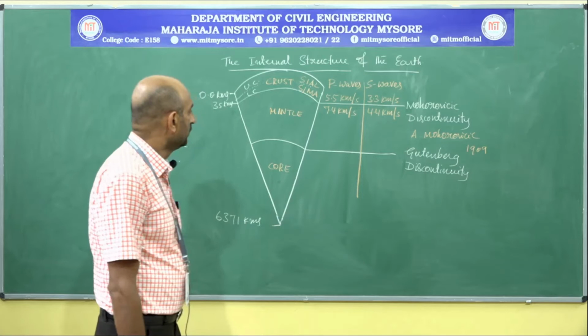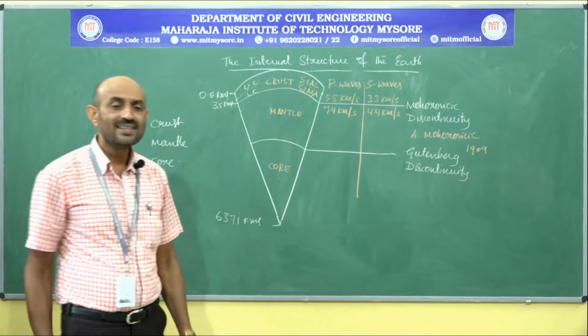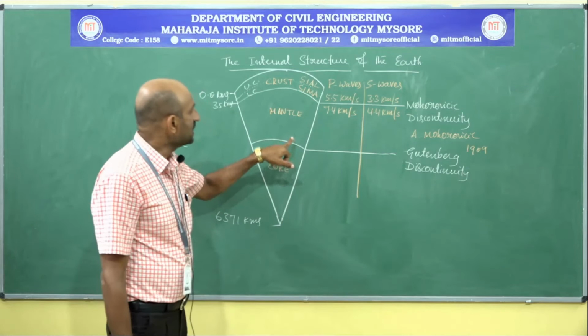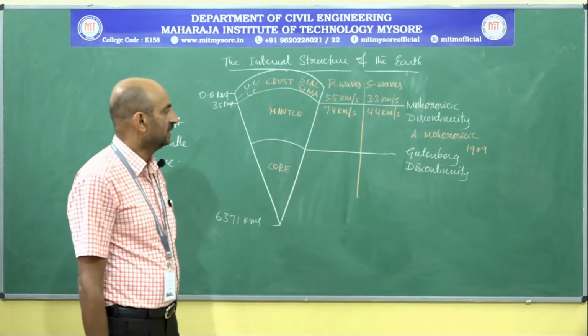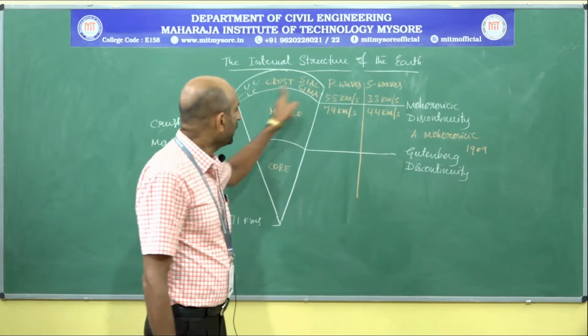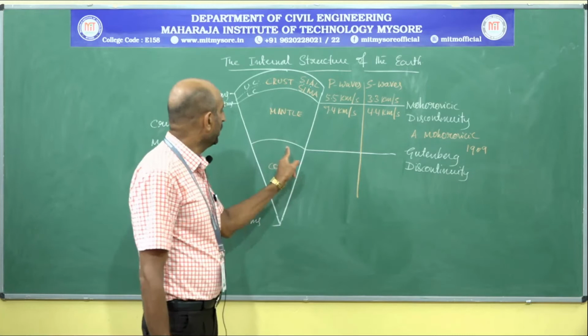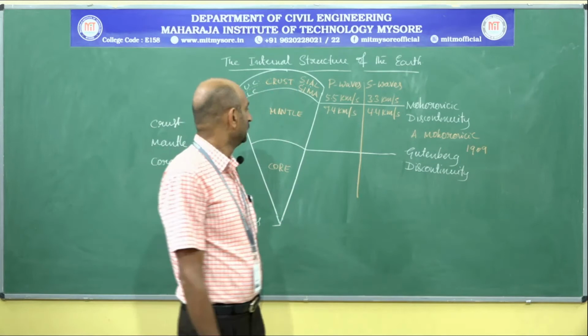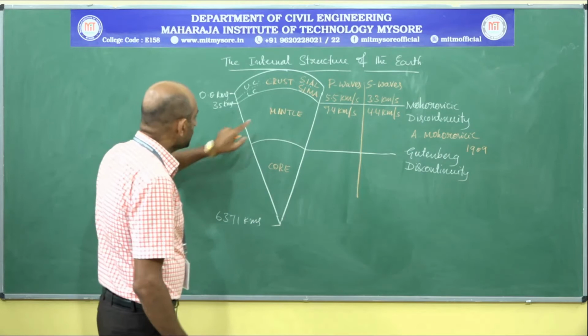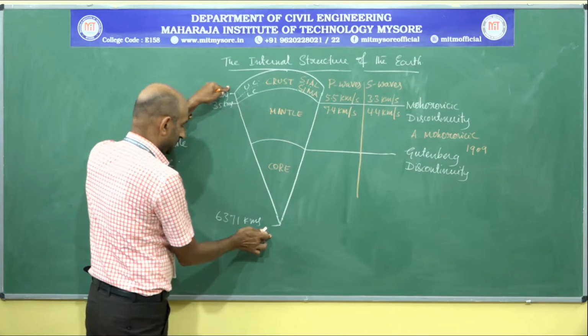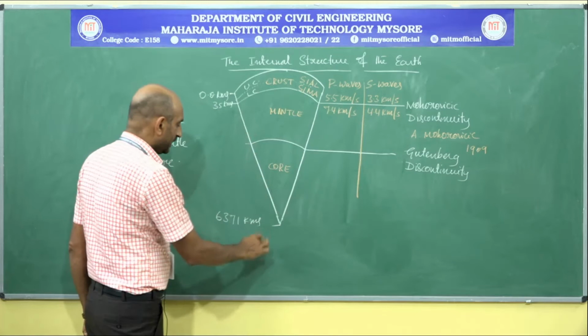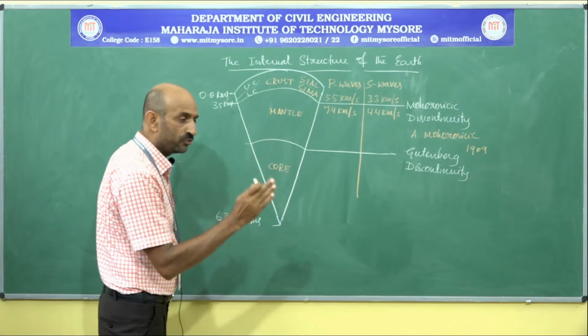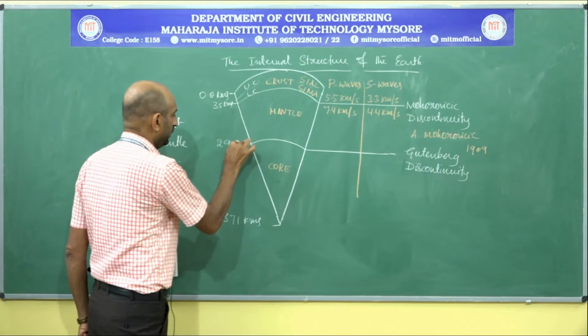Mantle. What is mantle? The layer which lies between crust and core is called the mantle. Its upper boundary is marked by the Mohorovicic discontinuity and its lower boundary is marked by the Gutenberg discontinuity. The thickness of the mantle is less than half of the radius of the Earth, which is 6,371 kilometers. The mantle is 2,900 kilometers thick.